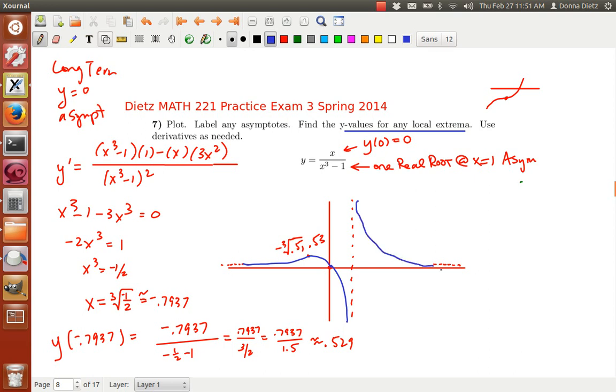Alright, and I'll label any asymptotes. Asymptote is x equals 1. Anything else we need to do? Yep, I think we're good to go.